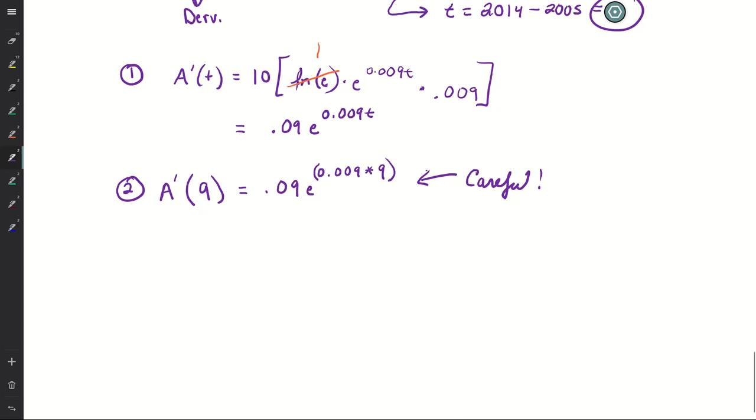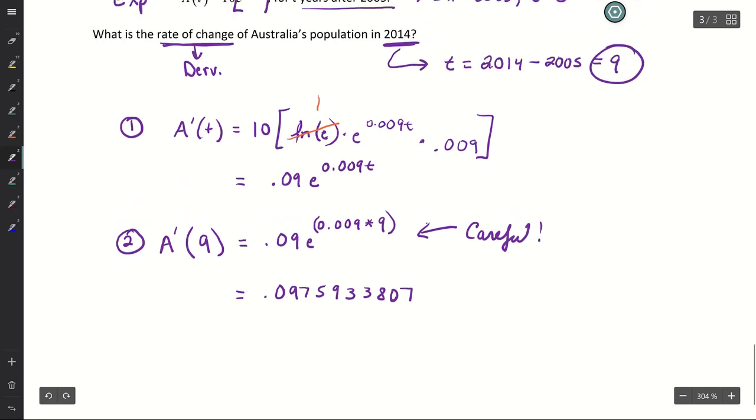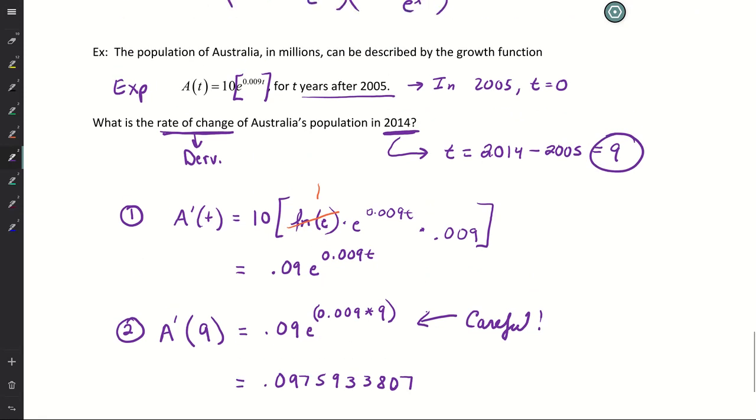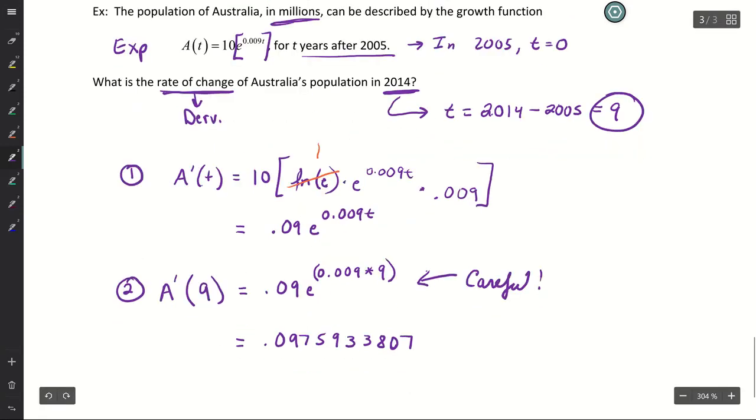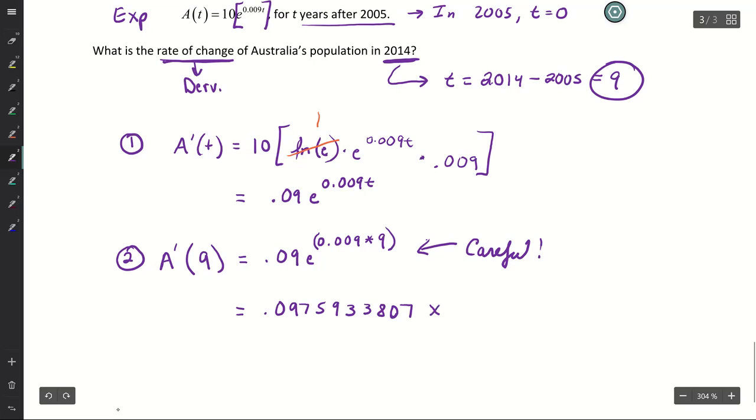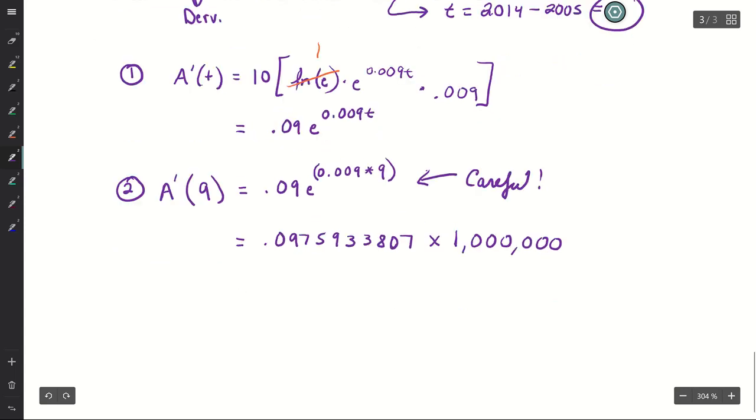All right, on this particular one, doing that on your calculator, you're going to get 0.09759333807. Now this particular problem, be a little bit careful because it said the population is in millions. That number as a population definitely does not make sense. But we said, hey, it's in millions, so at this particular point, we need to multiply this number by 1,000,000. All right, and doing that, we're going to end up with something that makes much more sense.